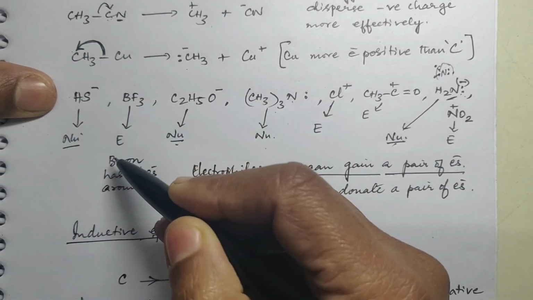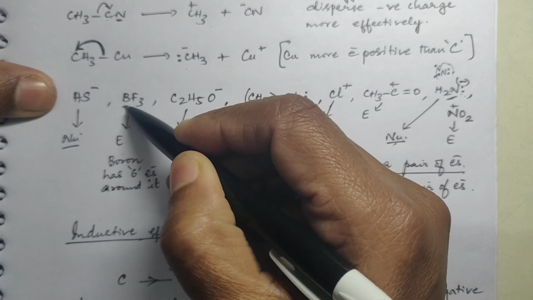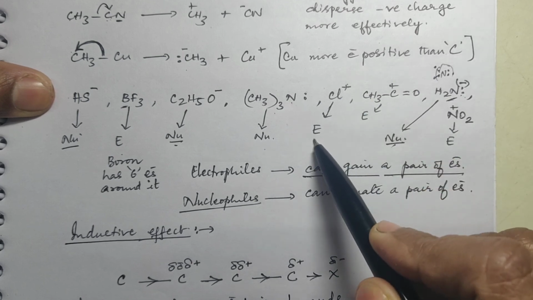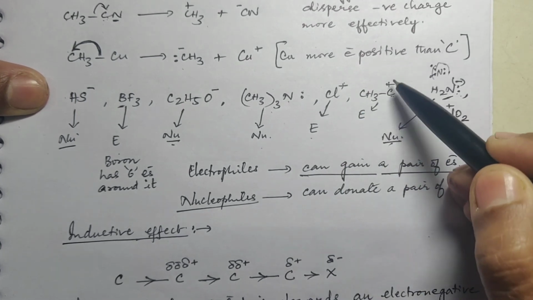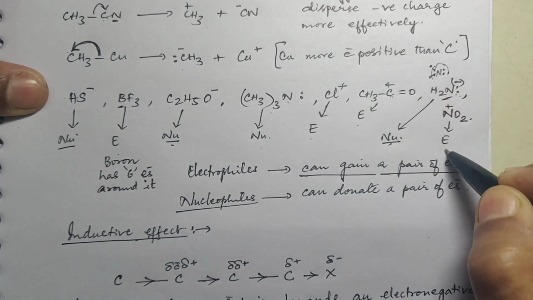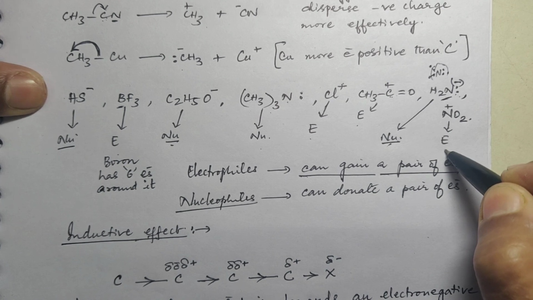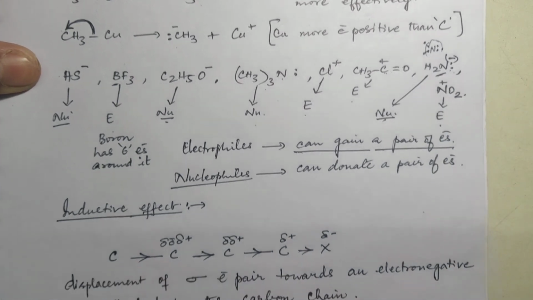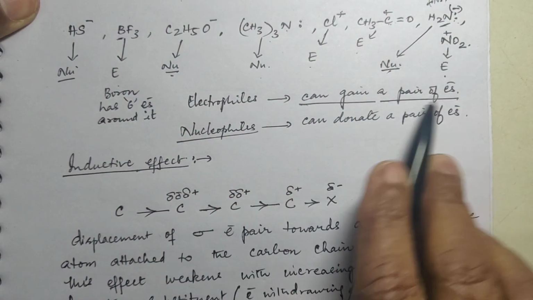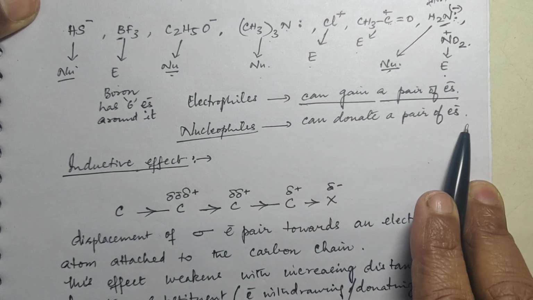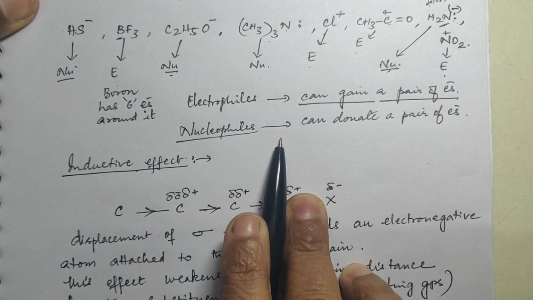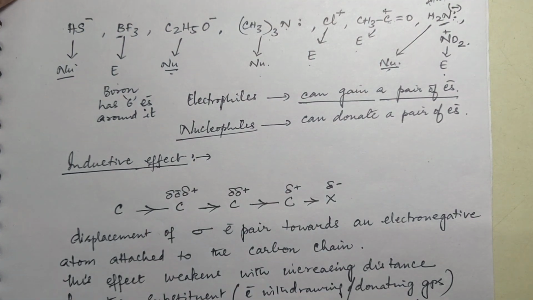Now BF3 is an electrophile because central boron has only 6 electrons. Then Cl plus, a positively charged species, is also an electrophile. Then here C is holding a positive charge, so this is also an electrophile. Then NO2 positive is also an electrophile. So you can easily identify which are electrophiles and which are nucleophiles. Okay. Now remember, electrophiles can gain a pair of electrons, and nucleophiles can donate a pair of electrons. So electrophiles can also be called Lewis acids and nucleophiles are called Lewis bases, right? Okay.